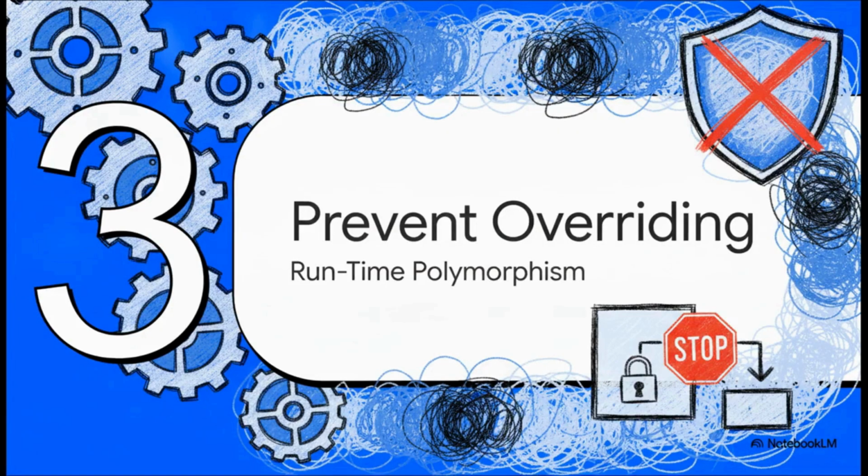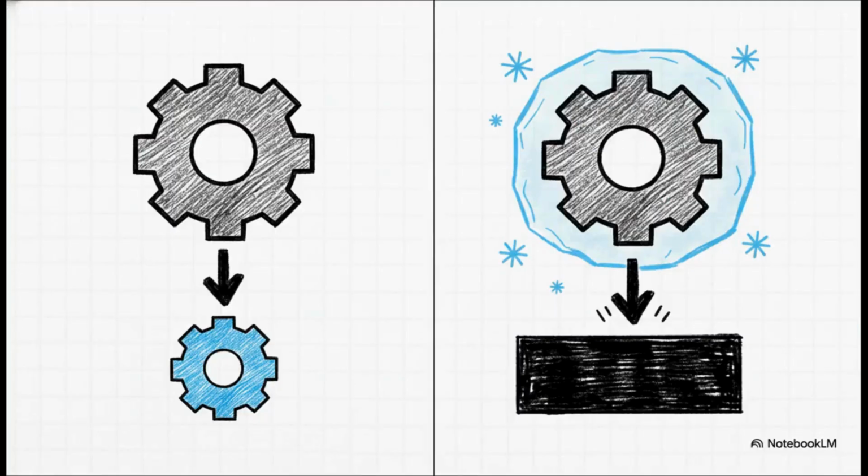All right, let's look at Section 3, preventing function overriding. To really get this, let's do a super quick recap of the default behavior. In runtime polymorphism, your base class usually has a virtual function, and normally a derived class is going to override that function to do its own specific thing. So if you make an object of the derived class, it outputs the derived version and totally ignores the base version. But what if we don't want that? What if we have a super sensitive function in our base class and we want to permanently freeze it so no child class can ever mess with it?